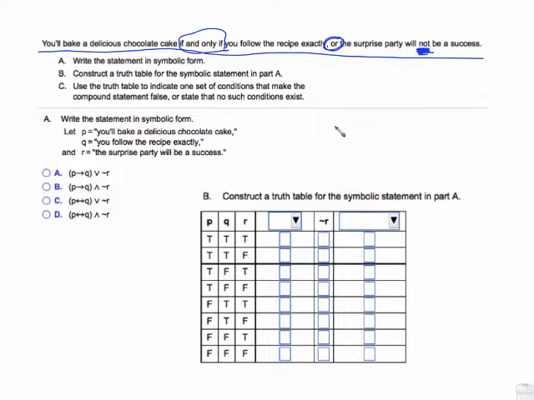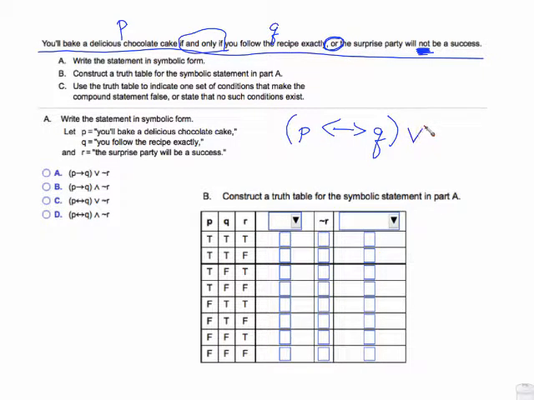So I'll start with the if and only if, which is the double arrow. You'll bake a chocolate cake. Baking a chocolate cake was P. If you follow the recipe exactly was Q. So what we have is P, if and only if Q, comma, which is going to put this in parentheses. Remember, the comma tells you that what's in front of the comma goes together. What's behind the comma is its own thing.